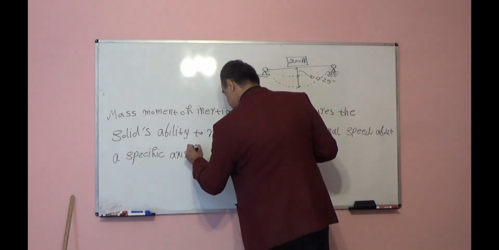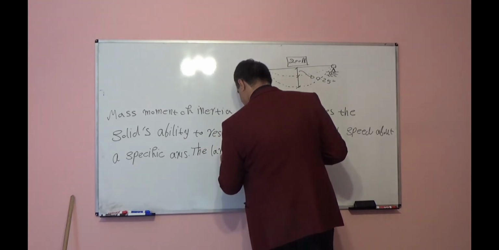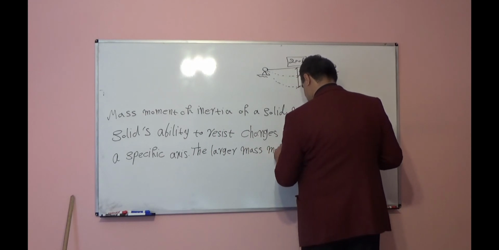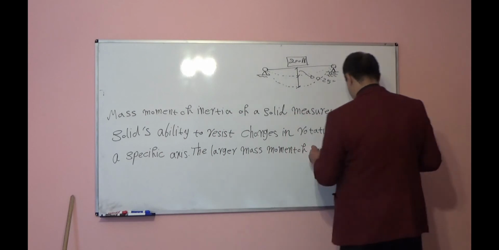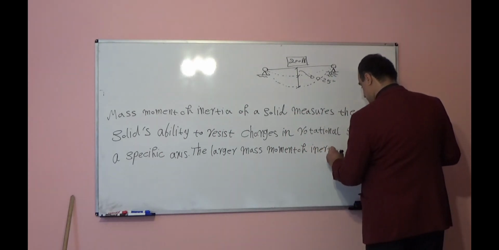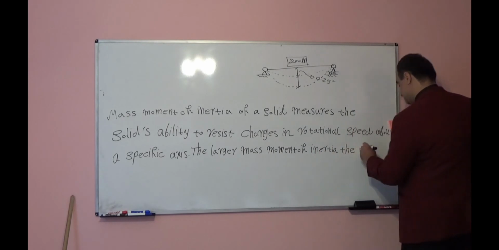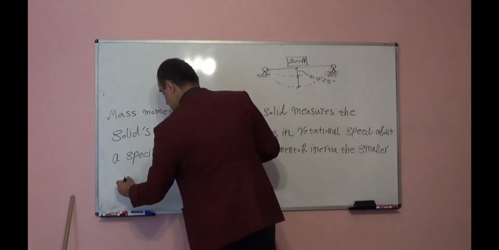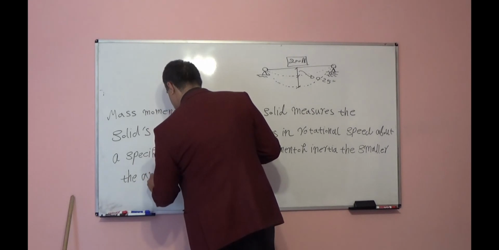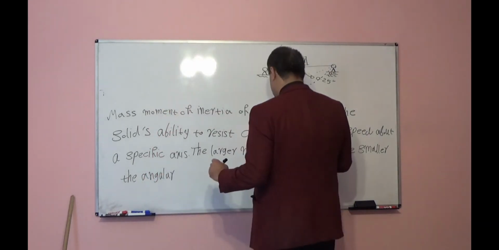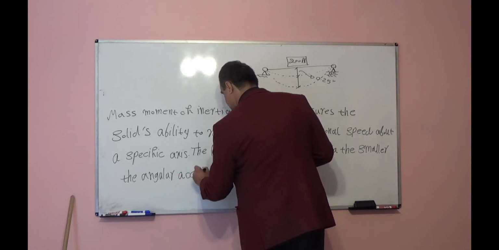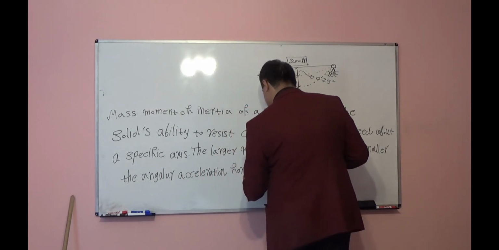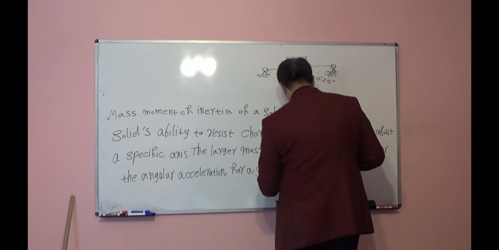The larger the mass moment of inertia, the smaller the angular acceleration for a given torque.